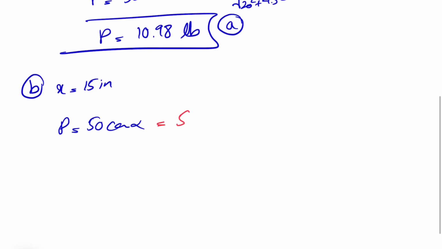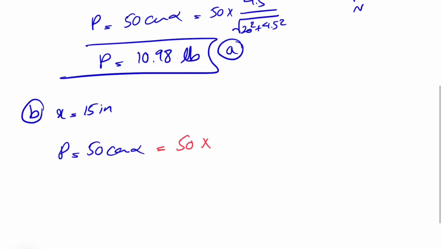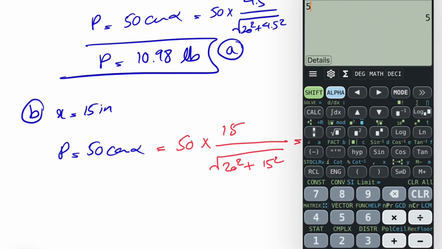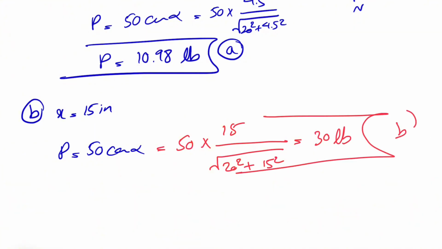So we have 50 times the adjacent, again 15, over the square root of 20 squared plus 15 squared. Let's calculate this. So 50 times 15 divided by the square root of 20 squared plus 15 squared is going to give us 30 pounds. And that would be the answer for the B part of the question.